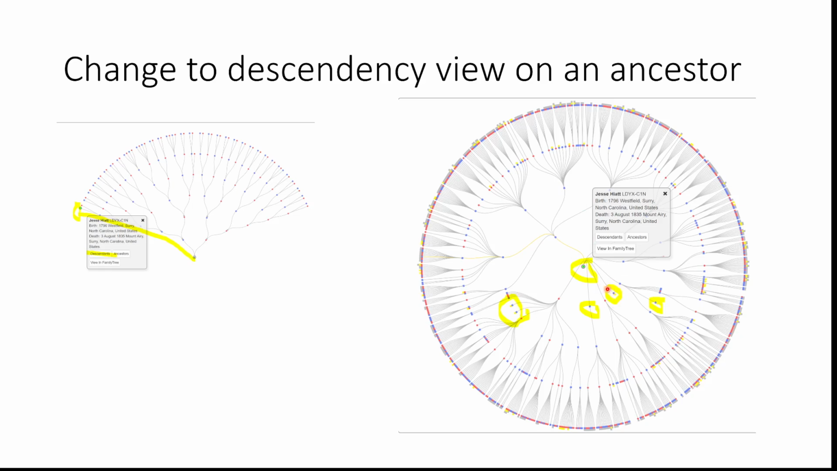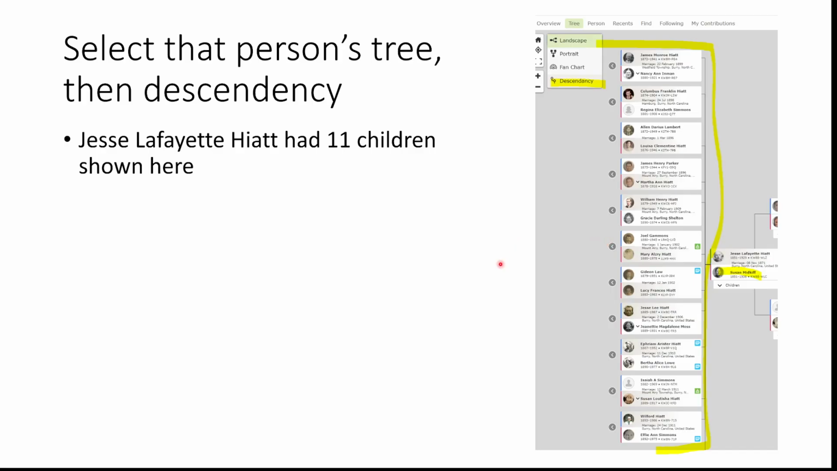And you can click on people who had no descendants, who didn't marry or died young, and you can see these holes. It gives you a real easy graphical way to research. Now, if I were to click on this Jesse and click descendants, then you can go in the Jesse tree, you can click on descendants, and you can do the descendancy view.